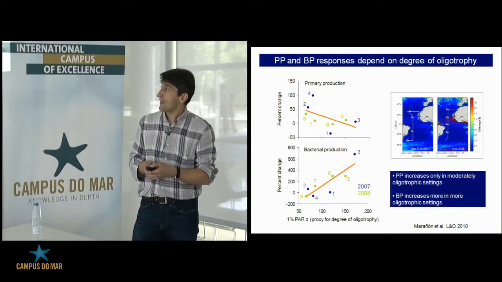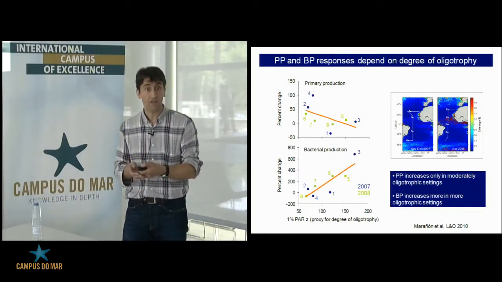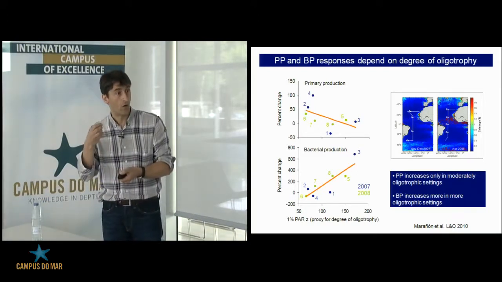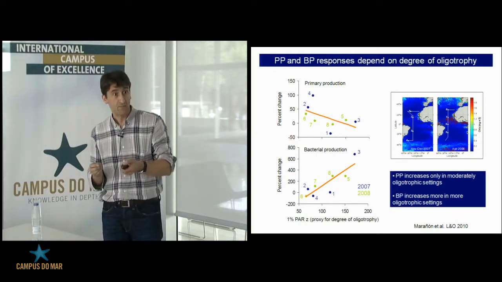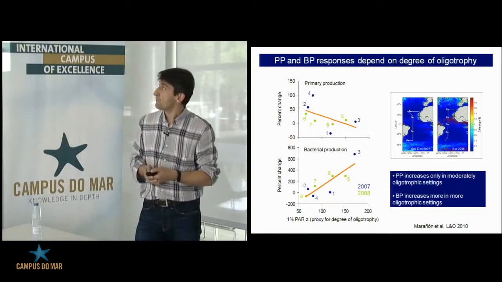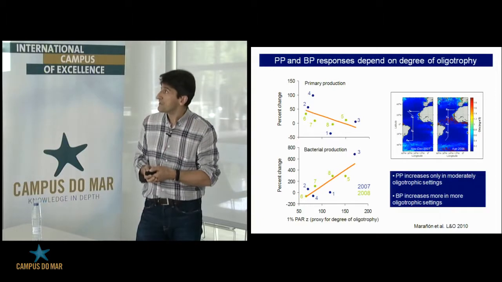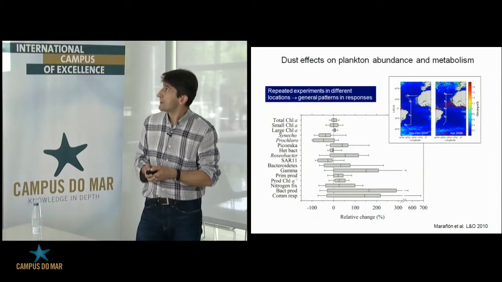And therefore the hypothesis that we are putting forward is that the degree of oligotrophy, how oligotrophic an environment is, can actually be determinant to understand the balance between primary production or phototrophic versus heterotrophic responsiveness to dust deposition.